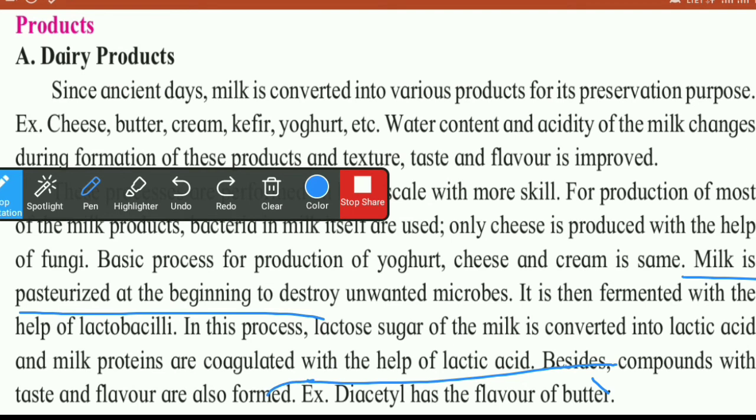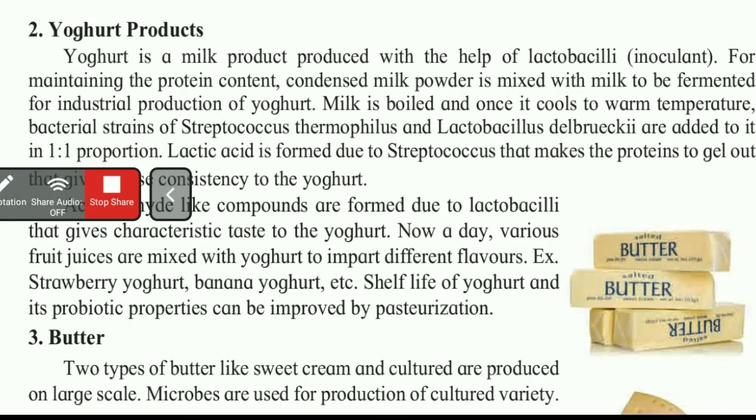Diacetyl is an example which has the flavor of butter. So remember the example for the butter flavor. That is diacetyl, which is used for the butter flavor. The next is the yogurt product.